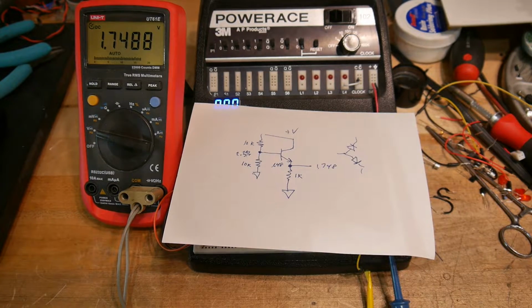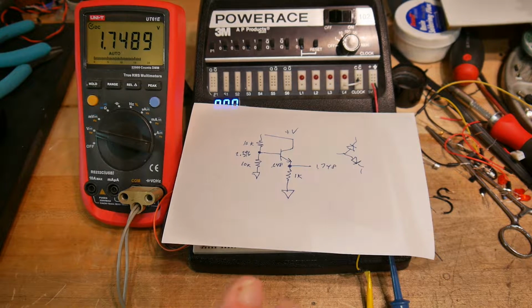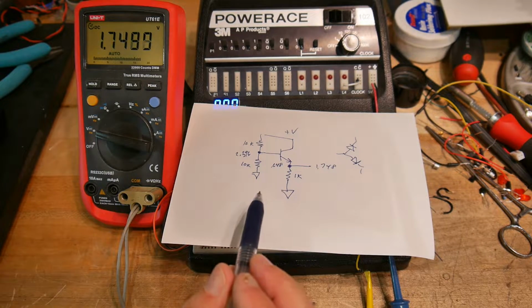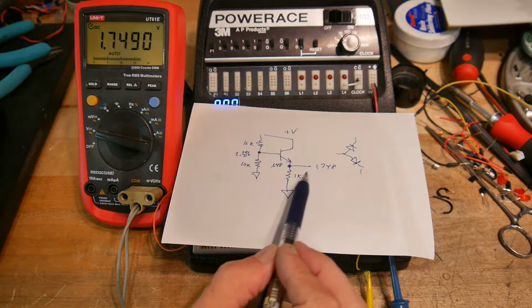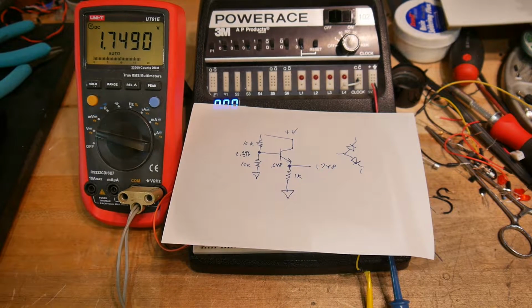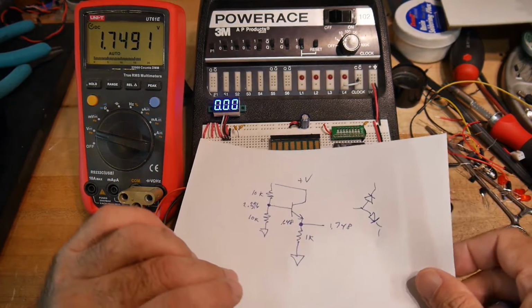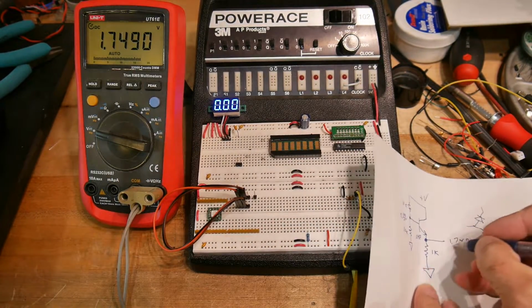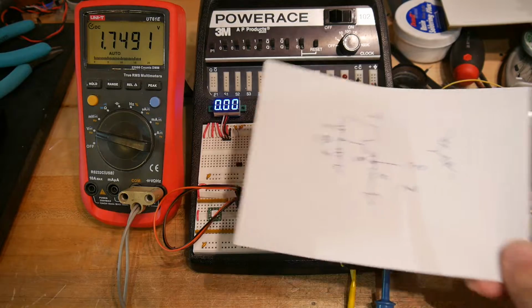So what is this circuit doing? Well, it's outputting a voltage. It's also creating a current through that resistor, right? So the current through that resistor is 1.748 volts divided by 1,000 ohms. We can do that, 1.748 divided by 1,000. It's creating 1.7 milliamps. Okay, one thousandth of that, 1.748 milliamps. Okay.